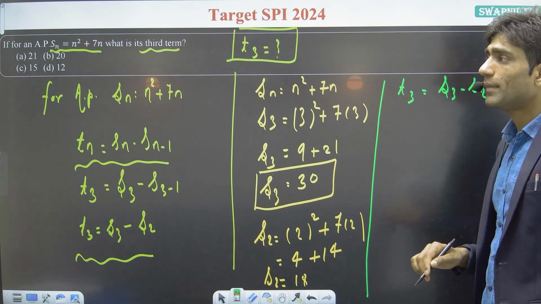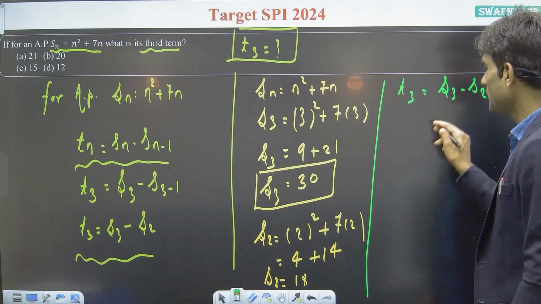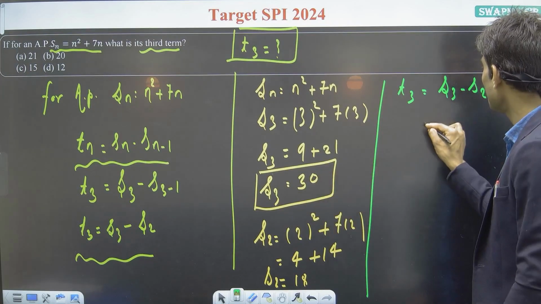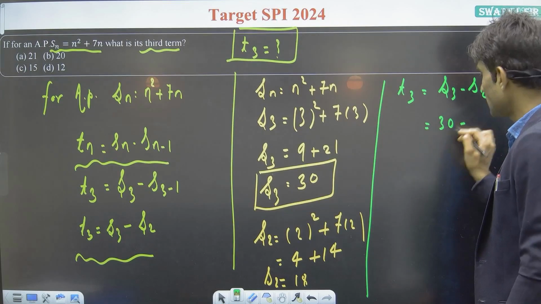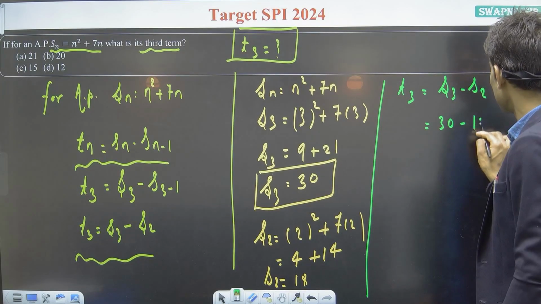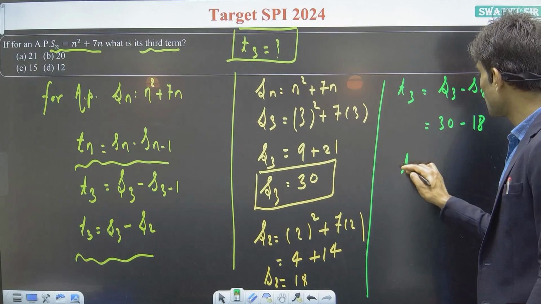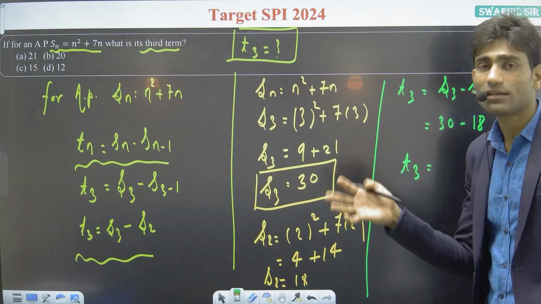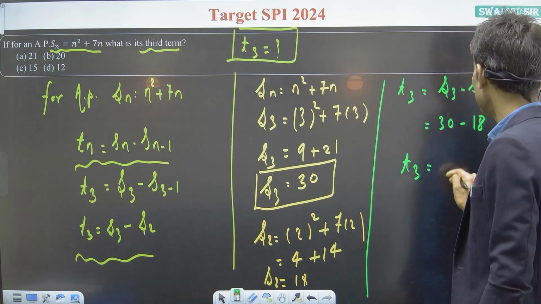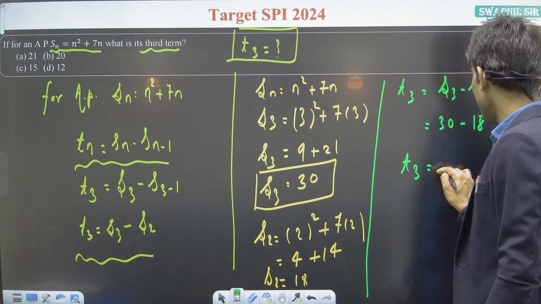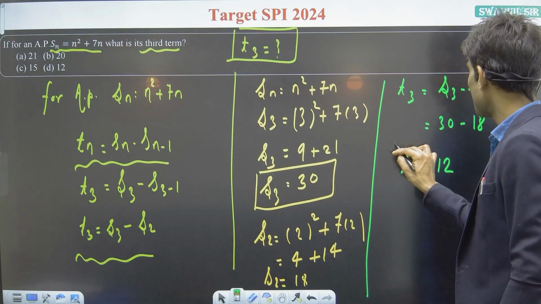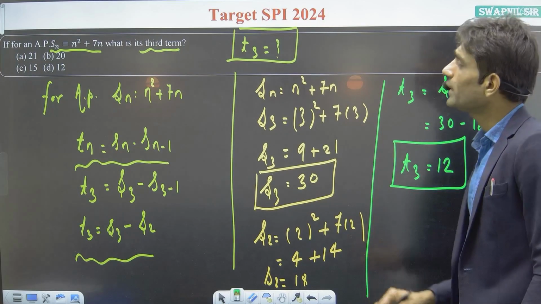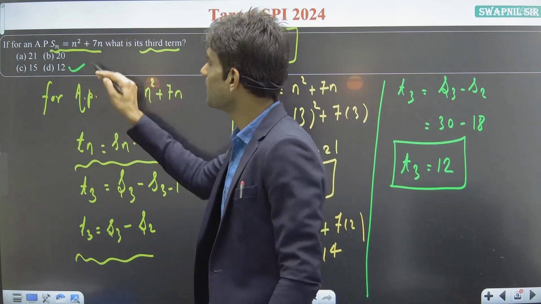Sum of 3 terms minus sum of 2 terms: sum of 3 terms we have here is 30, minus sum of 2 terms here, 18. So 30 minus 18 gives the third term, T3, in our arithmetic progression. 30 minus 18 is 12. So this is our required answer, given in option D, which is 12.